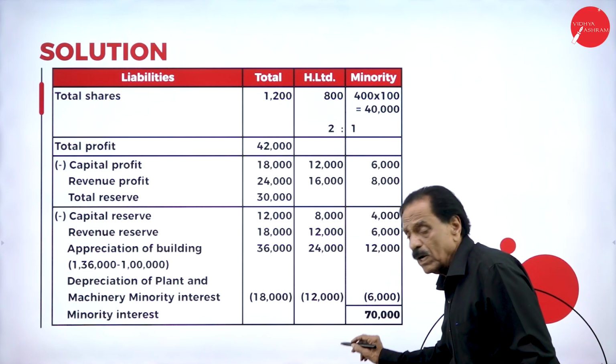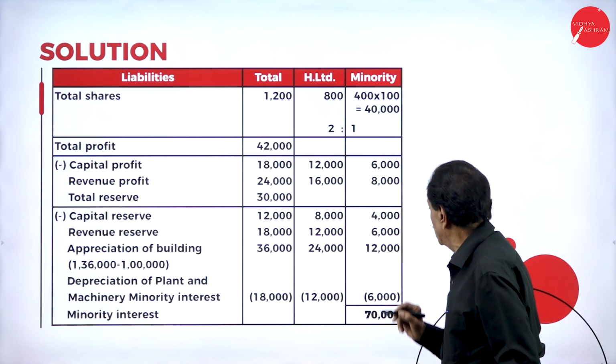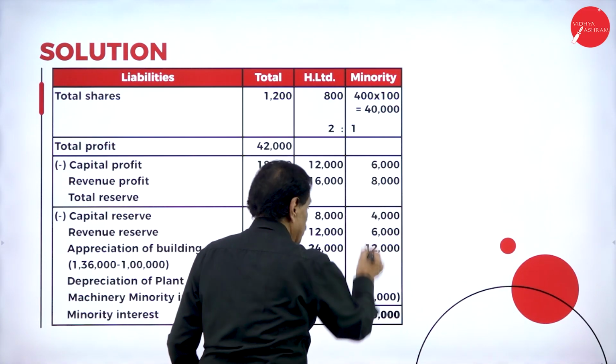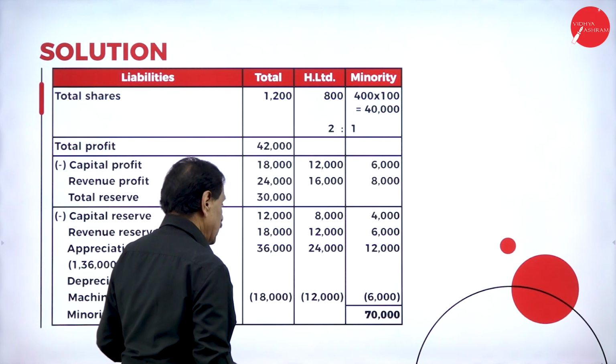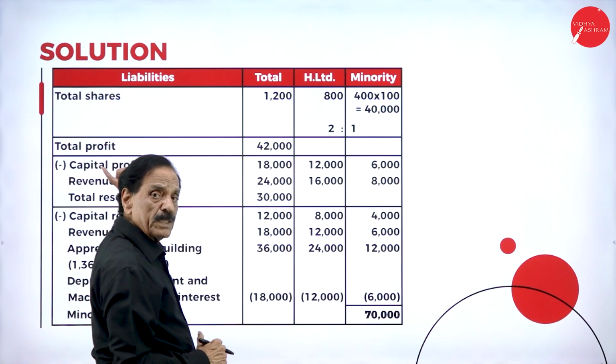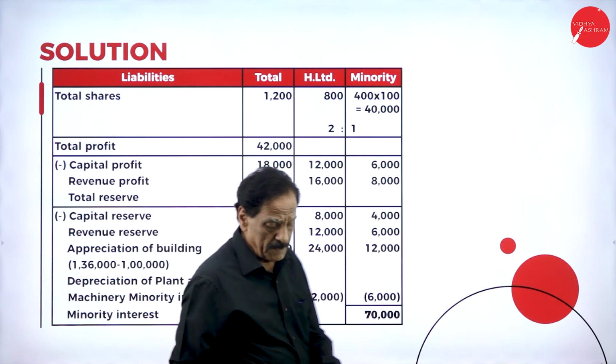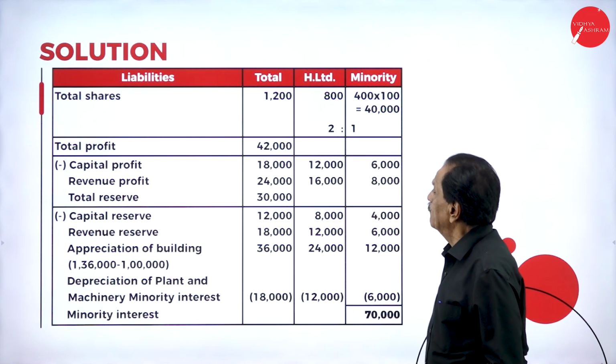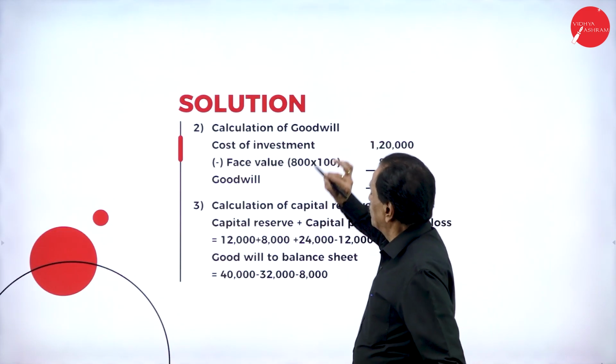This is a capital loss to the extent of 12,000 and 6,000. If we add this, all this minority, totally the minority interest becomes 70,000. It will come on the liability side of the balance sheet. Then cost of investment, calculation of goodwill.